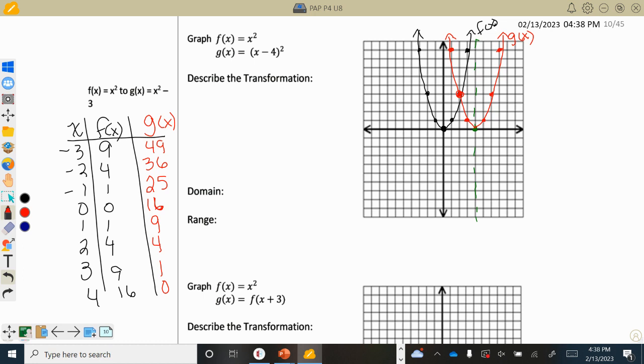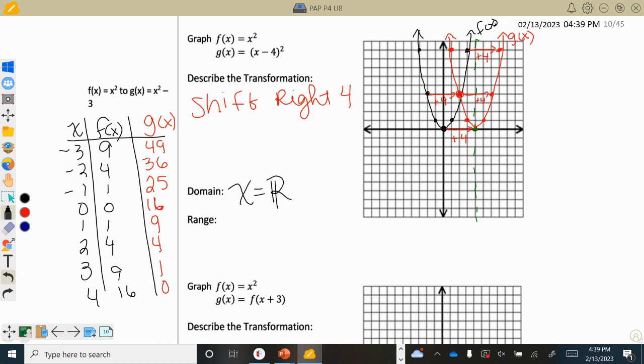All right. So if we describe the transformation, the entire thing shifted to the right 4 units. Even this point went to the right 4 units. This went to the right 4 units. My vertex went to the right 4 units. The whole parabola shifted to the right. So shift right 4 units. Our domain, as always, is x equals all real numbers.